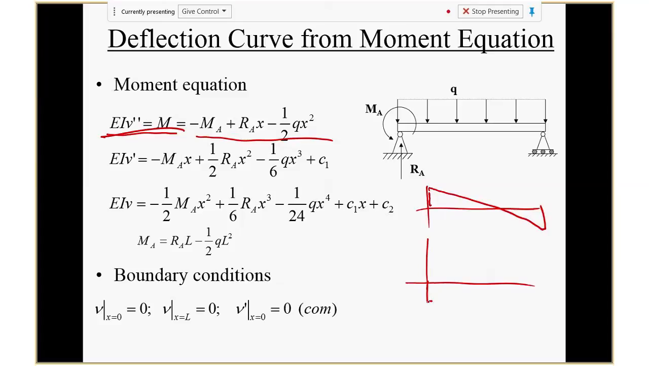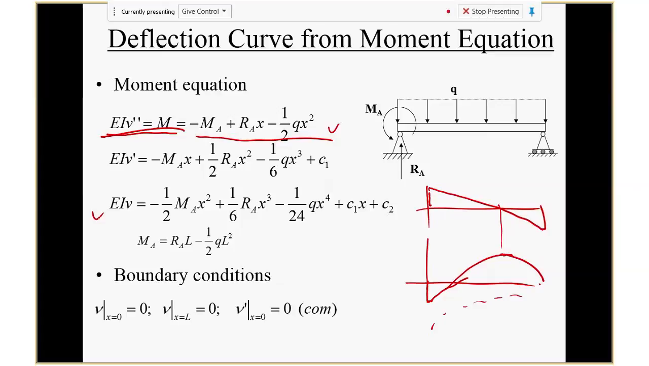Then you accumulate positive area, so we'll be going up, and the max point must be here. So you go up here and then maybe go down here, depending on the relative values, maybe it will be here. But it will be a parabolic equation, and that's this equation here. Now we have the moment equation, so we can integrate twice and find the deflection v, and that is this equation.